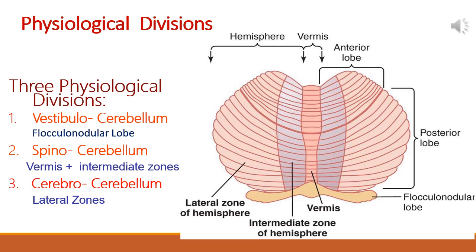Physiological divisions. There are three physiological divisions. Number 1, vestibulocerebellum, also known as the flocculonodular lobe. Second, spinocerebellum, formed by the vermis and intermediate zone. Number 3, cerebrocerebellum, the lateral zone.